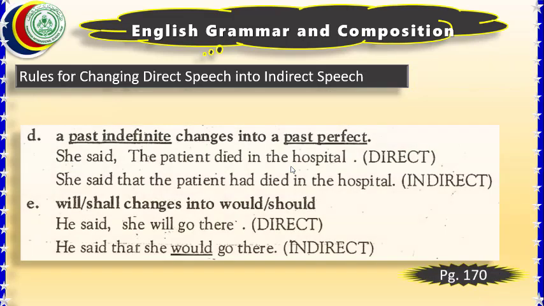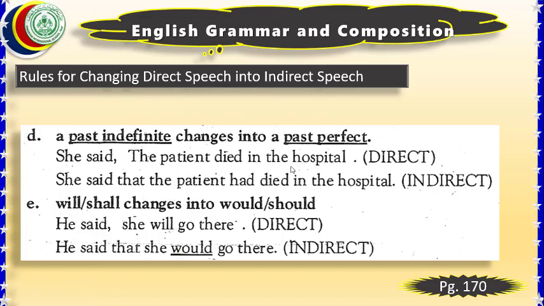Let us move forward. There are some more rules. Two more are here. In this way there are 5 rules. Again, these rules apply when the reporting verb is in past. Past indefinite will change into past perfect. The patient died in the hospital. The patient had died in the hospital. Past indefinite will change into past perfect. Will, shall change into would, should. Will is changed into would.